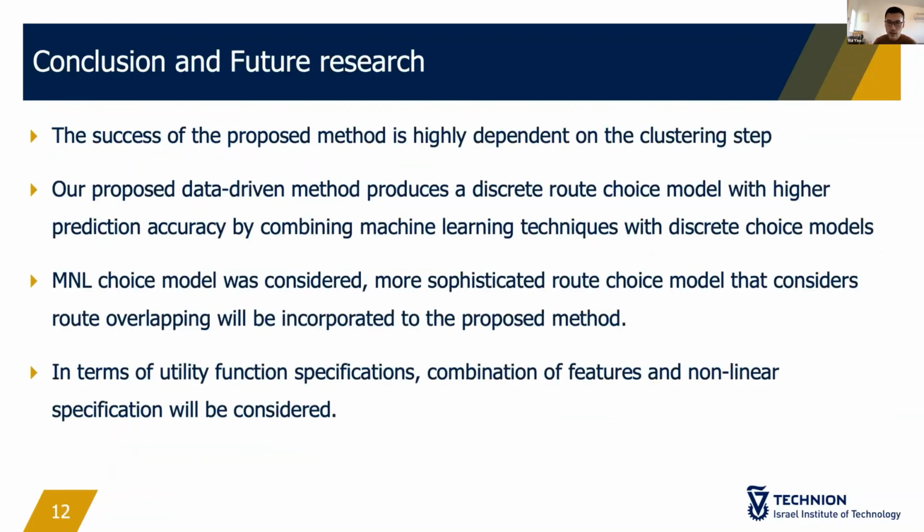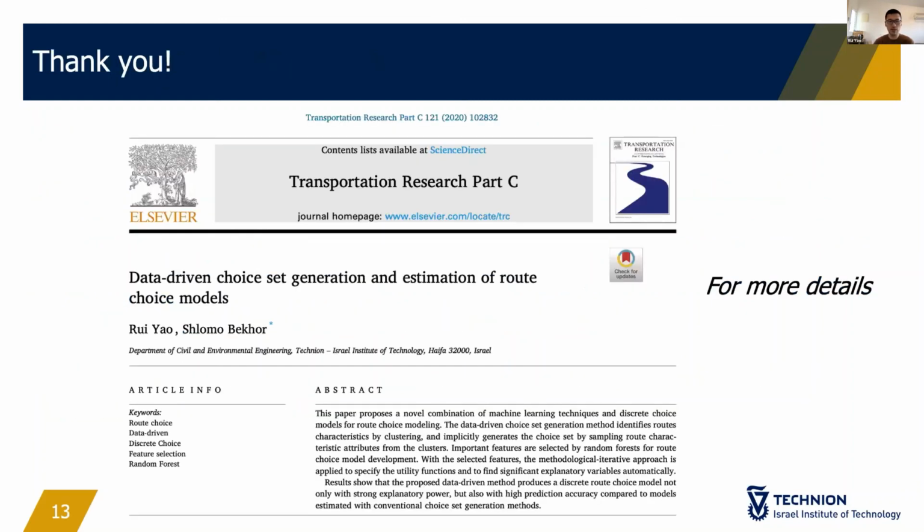So to conclude, the success of the proposed method is highly dependent on the clustering step. Without properly defining the cluster attributes, it's not possible to generate a high-quality cluster. As shown in the results, the proposed data-driven method produces a discrete choice model with high prediction accuracy by combining machine learning techniques with discrete choice models. In this study, we applied the method to simple MNL models, but the proposed methodology can accommodate more complex model forms. In future work, a more sophisticated route choice model that can account for route overlapping will be incorporated into the proposed method. Thank you, and if you are interested in more detail, I refer you to the full paper.